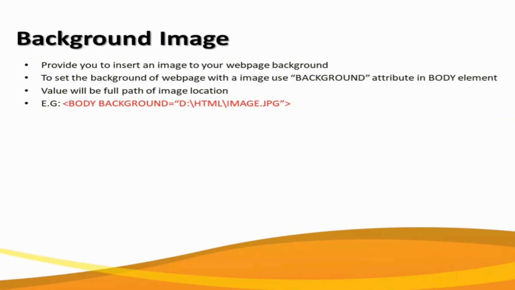Follow the example where we mention the background attribute inside the body tag, and the value of the background is the location of the image, that is D drive, HTML, and under that the name of the file is image and the extension is .jpg. We have to pass the full path of the file. But if the file is in the same location where your HTML file is present, then there is no need to pass the full path of the file. You can put only the file name with the extension. In this way, you can set the background of a web page with an image.